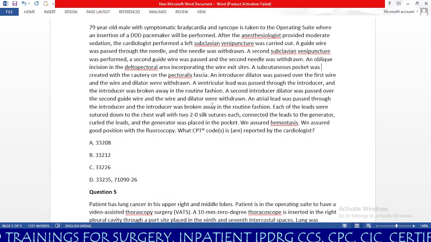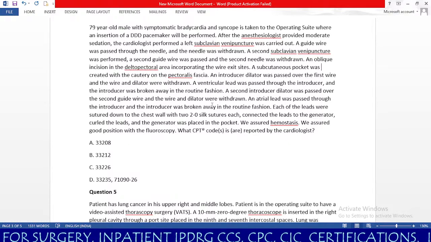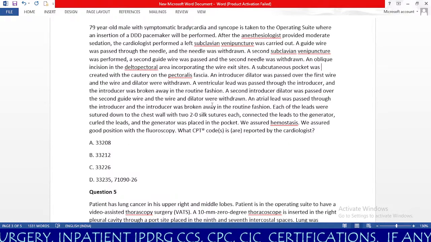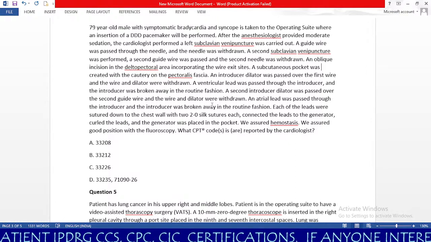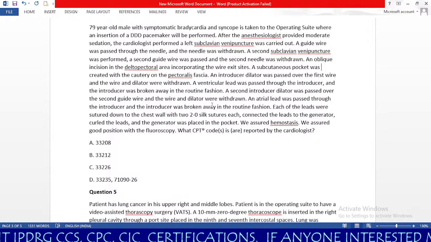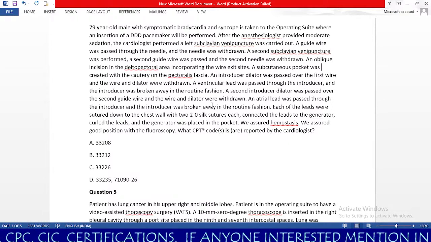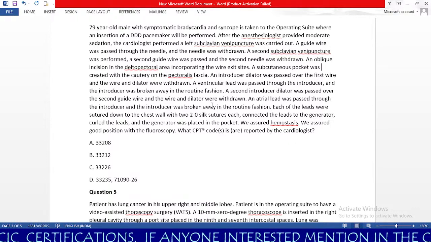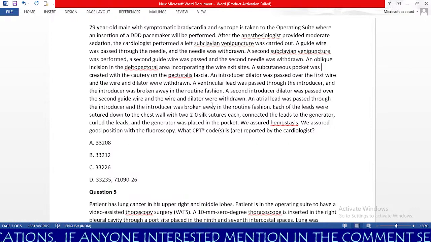You got it, Anita? And we will check 33226 also. So 33226 is repositioning a previously implanted cardiac venous system. So it is not repositioning even. It is the initial implantation of pacemaker to the patient. So our answer is 33208 here.